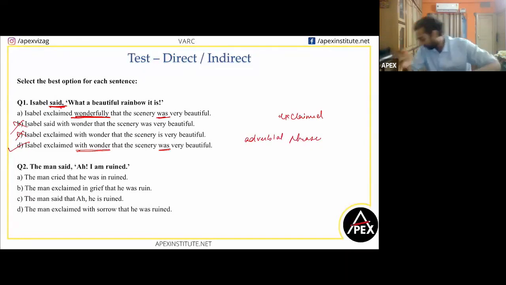Next, what about second one? The man said, ah, I'm ruined. So again, cried.